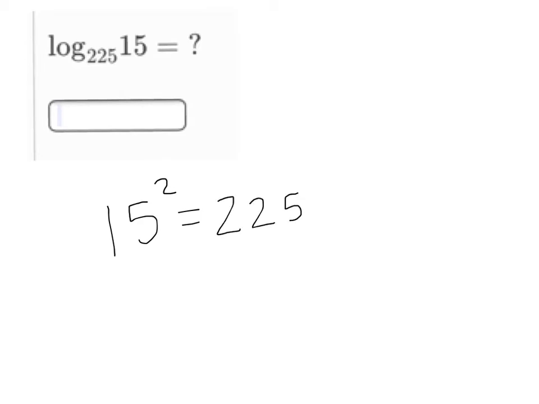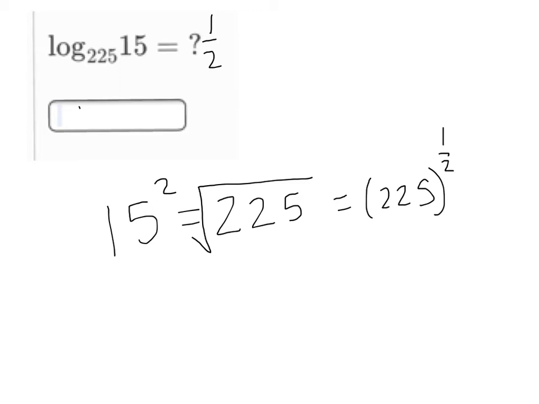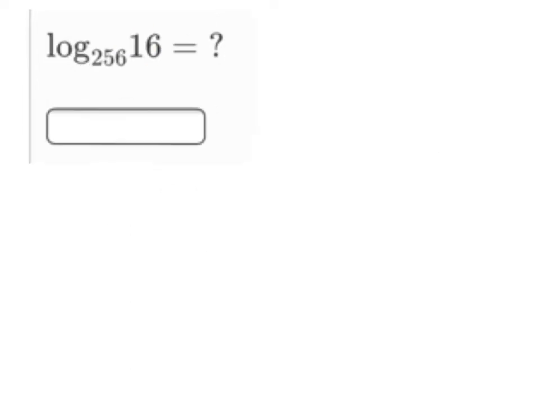So basically what we need to do is we need to square root 225. Well, what power can I raise 225 to that will give me 15? Or what power can I raise 225 to that's the same thing as square rooting it? Well, that's raise it to the 1/2 power. Okay? So the answer here is 1/2. So what I'm going to put in Khan Academy is either 1/2 or I could put 0.5. And what we're saying is 225 raised to the 1/2 power gives me 15.